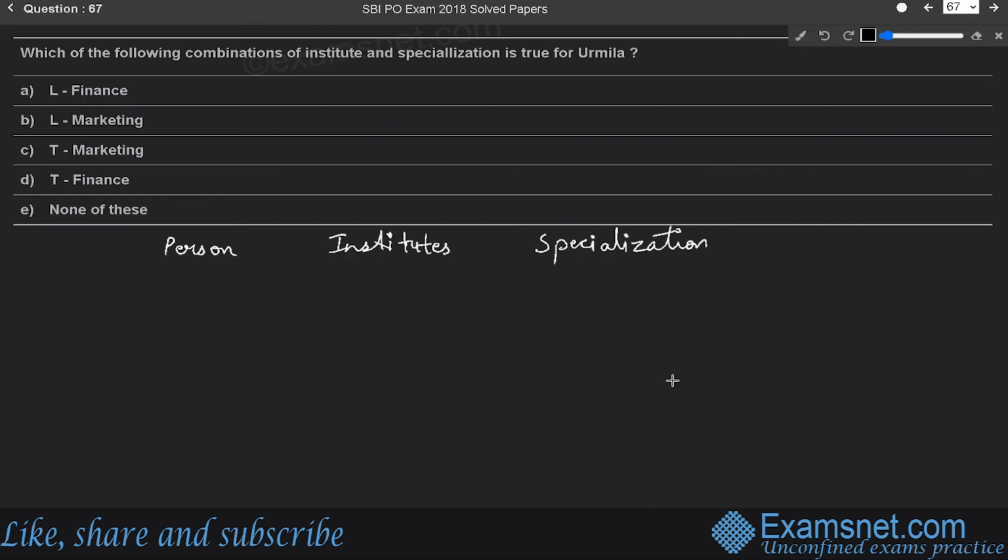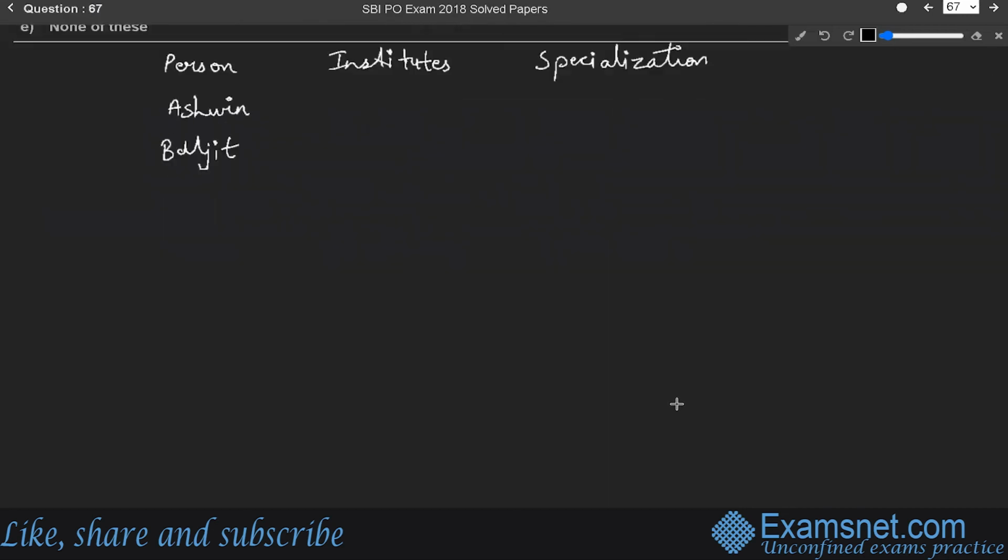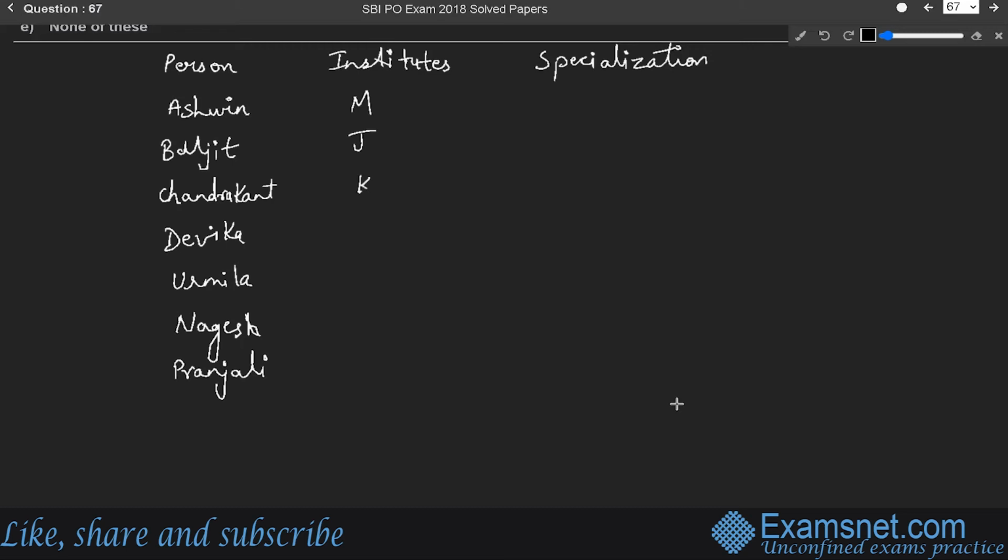The persons are Ashwin, Baljit, Chandrakant, then Devika, Urmila, Nagesh and Pranjali. Institutes are M, J, K, L, T, R and F.